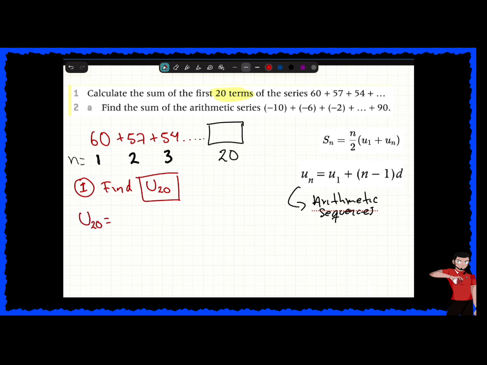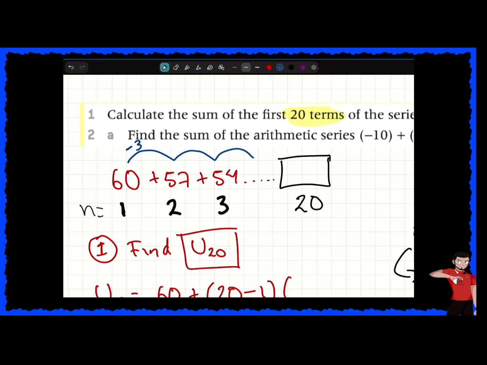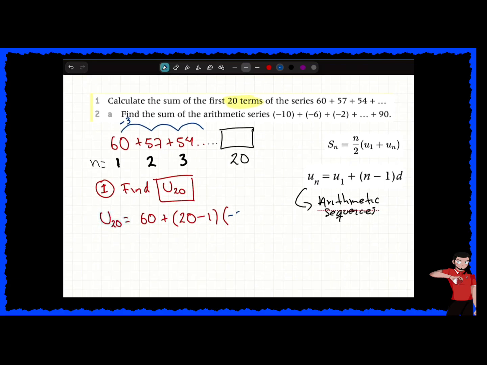Okay, the first number is U1, 60, plus the position that we want, 20, minus 1, times the common difference. What's the common difference? The common difference is minus 3. As you can see here, it is decreasing by 3. So this is super important because this is a negative 3. So this is 60 plus 19 times negative 3.